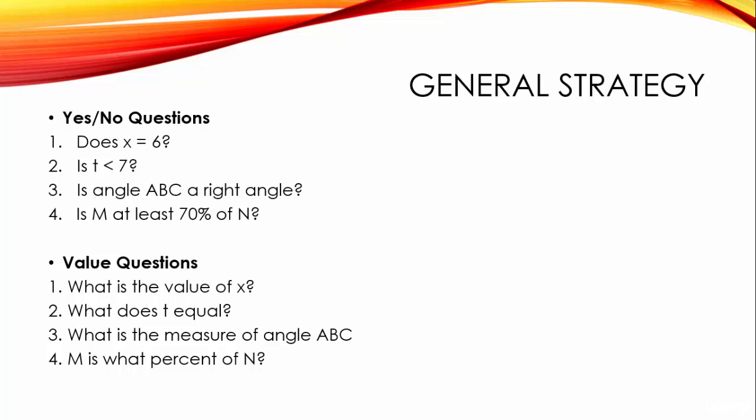There are two types of data sufficiency questions. This is the first thing to appreciate. We have yes no prompts and value questions. Examples for yes no prompts are as follows. Is x equal to 6? Is t less than 7? Is angle ABC a right angle? Is m at least 70% of n?